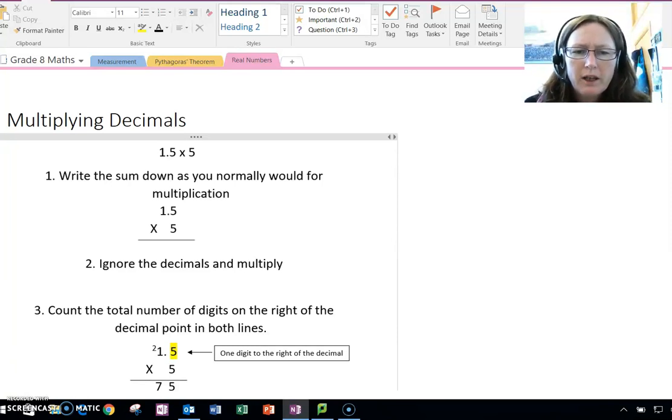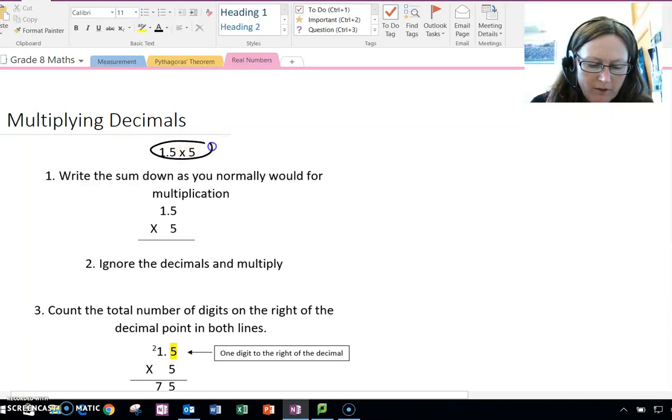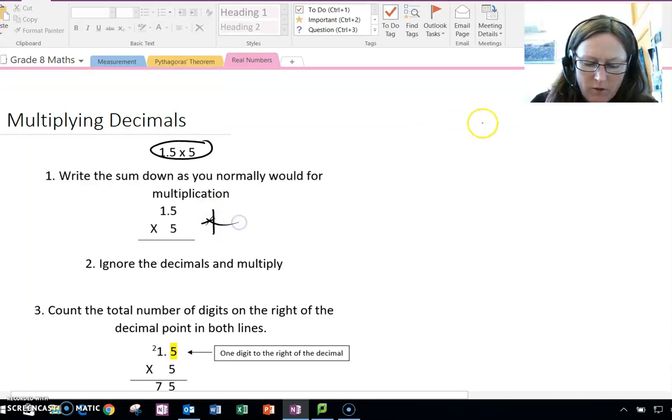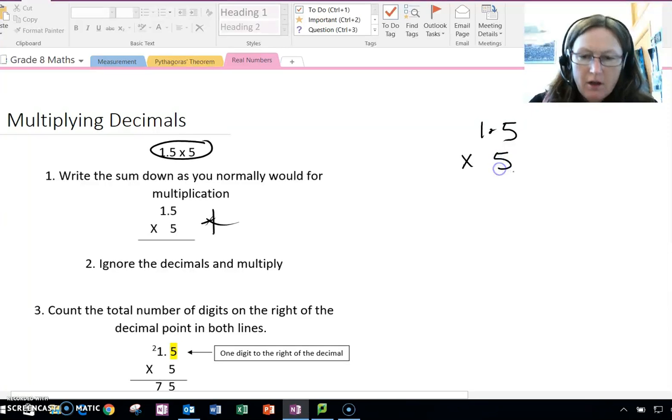Okay, we're now going to look at how to multiply decimals. So if I have 1.5 times by 5, I'm going to write the sum down as I normally would for multiplication. So like here, 1.5 times by 5. I'm going to ignore the decimals and multiply.